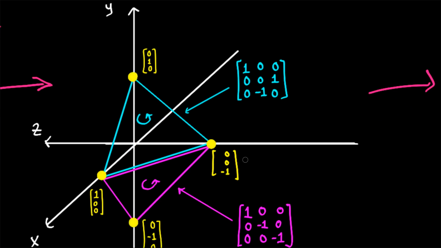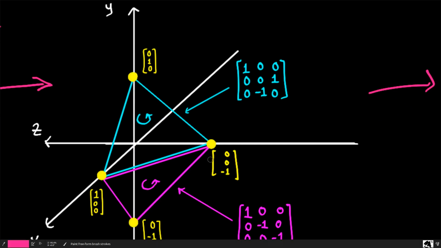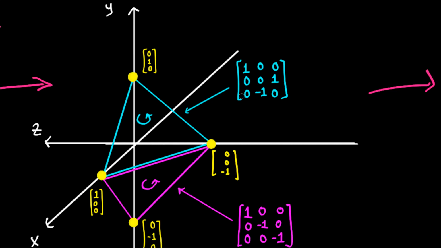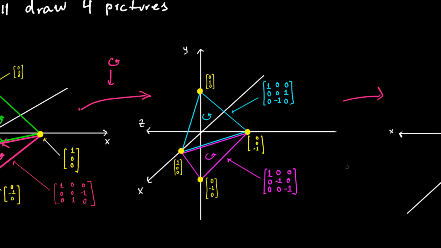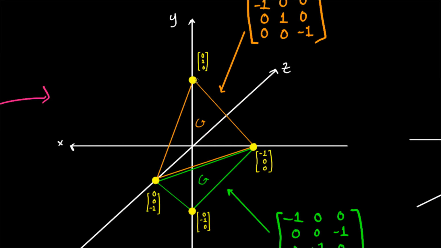You take the vertices, make them into column vectors, and smush the column vectors together to create these matrices, and then there are 3 choices corresponding to the 3 cyclic orderings. Anyway, this one is 1, 0, 0, 0, 0, minus 1, and 0, 1, 0. This purple one is 1, 0, 0 down to 0, minus 1, 0 up to 0, 0, minus 1. And then over here, this orange one, we start at minus 1, 0, 0, go up to 0, 1, 0.